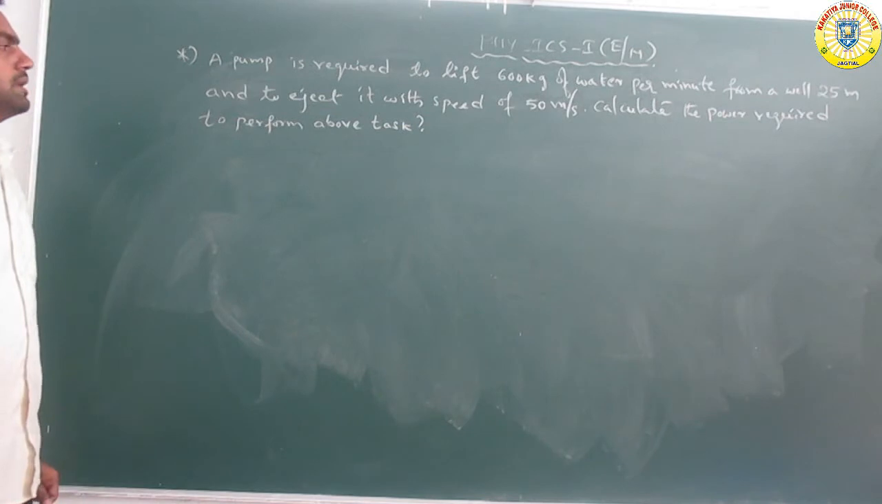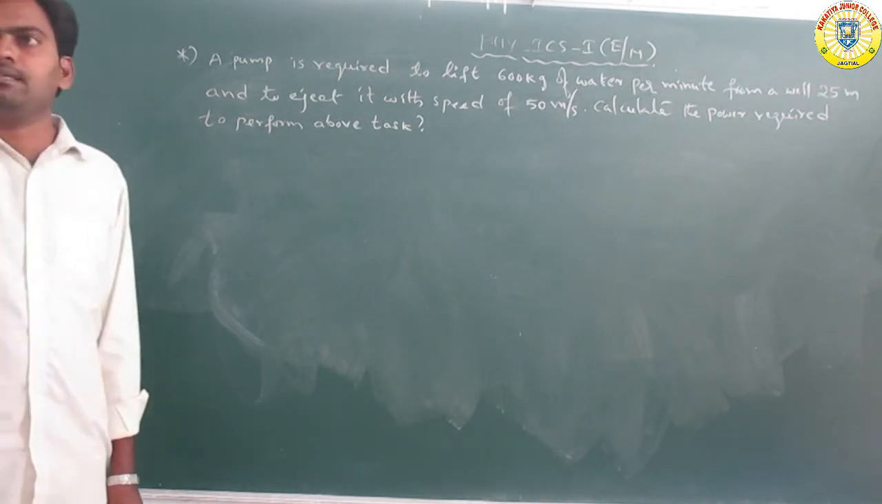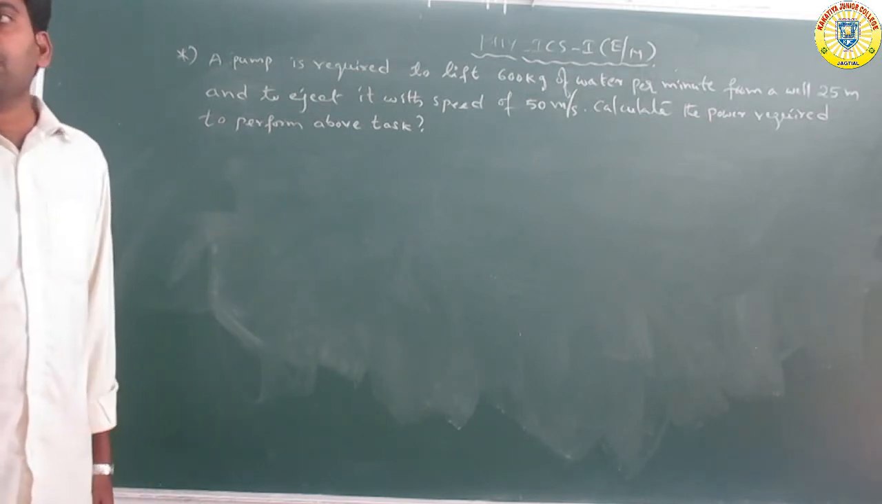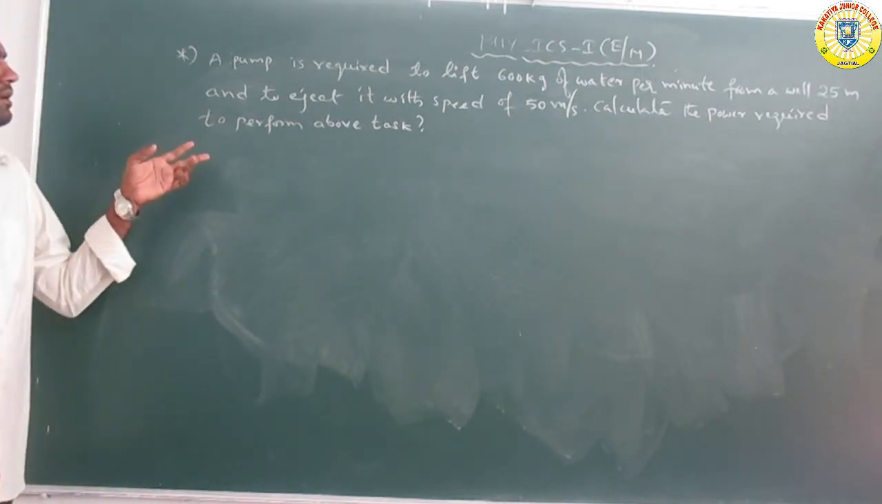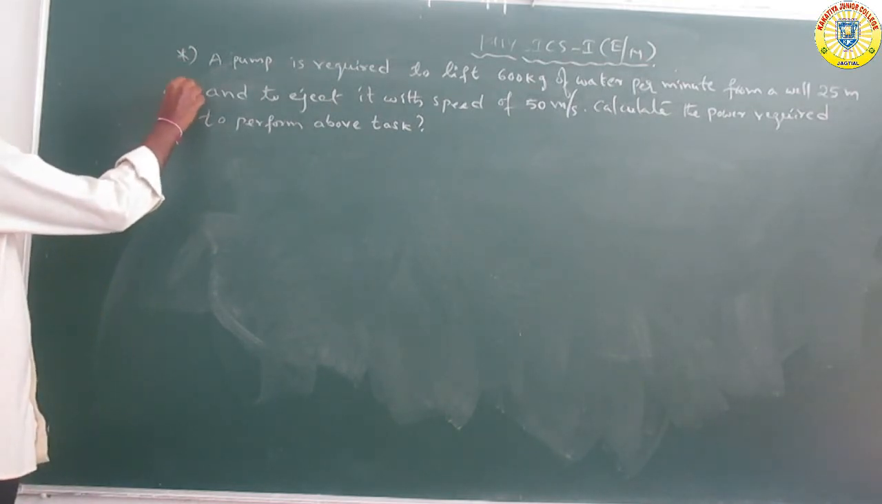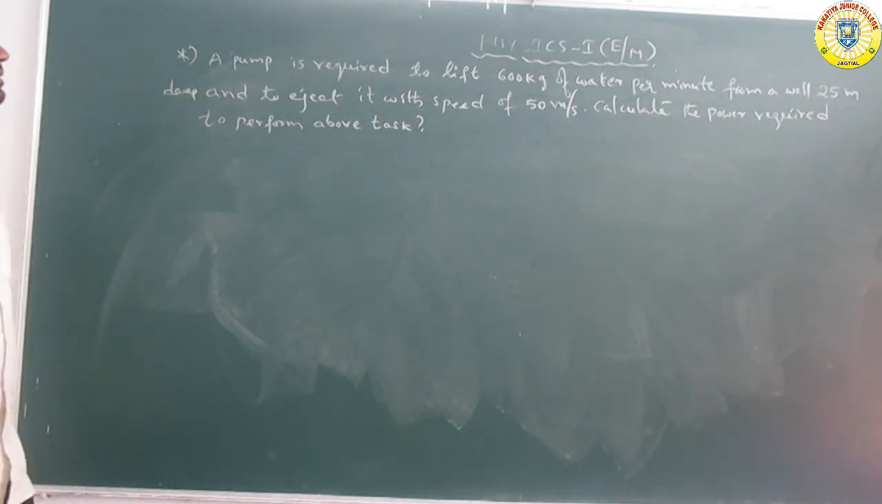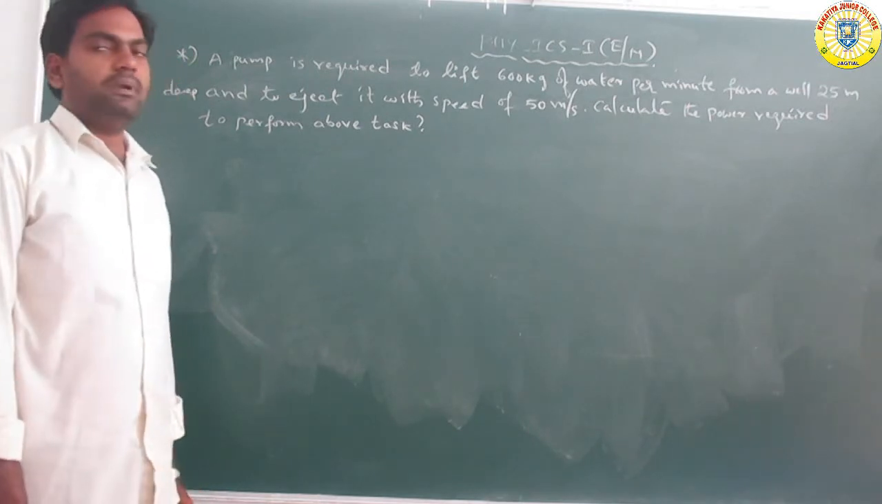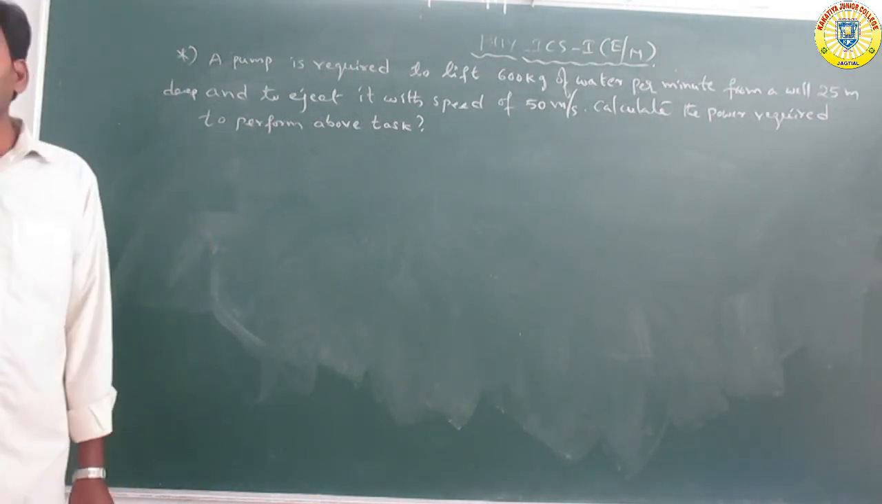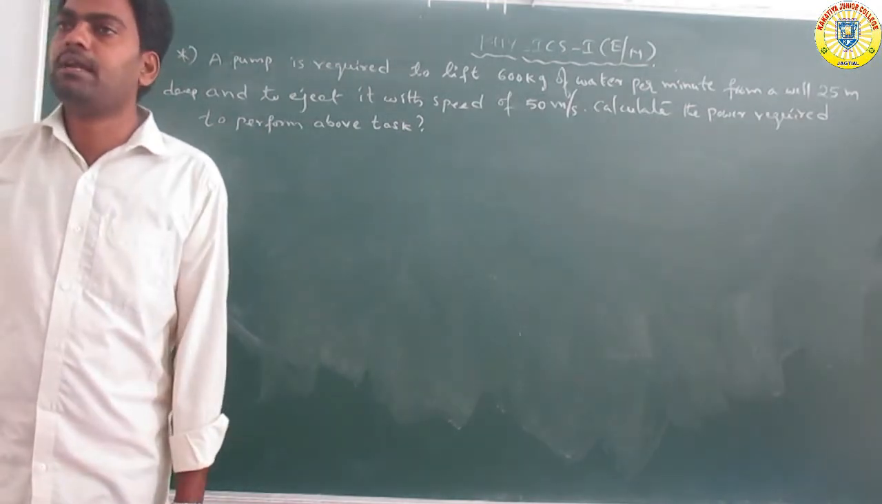A pump is required to lift 600 kg of water per minute from a well 25 meters deep and to eject it with a speed of 50 meters per second. Calculate the power required to perform the above task.